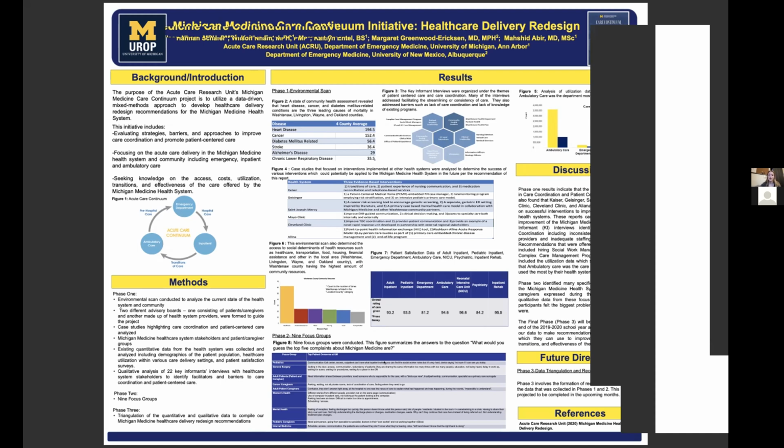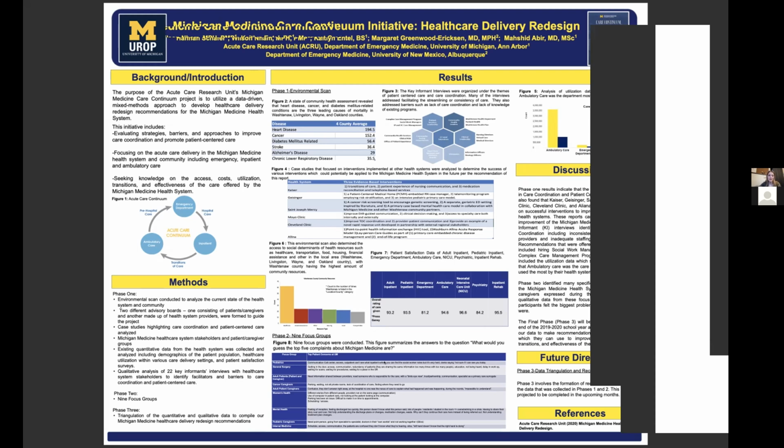Phase 1 also included the utilization data, which shows that ambulatory care was the care delivery setting that was used most by our health system, which is the case for a lot of health systems. Into phase 2, we identified many specific issues and complaints with the Michigan Medicine Health System from patients and caregivers that were expressed during the focus groups. This was where our qualitative data played a big role. And that kind of led into phase 3, which incorporated the quantitative and qualitative data into recommendations for the health system.